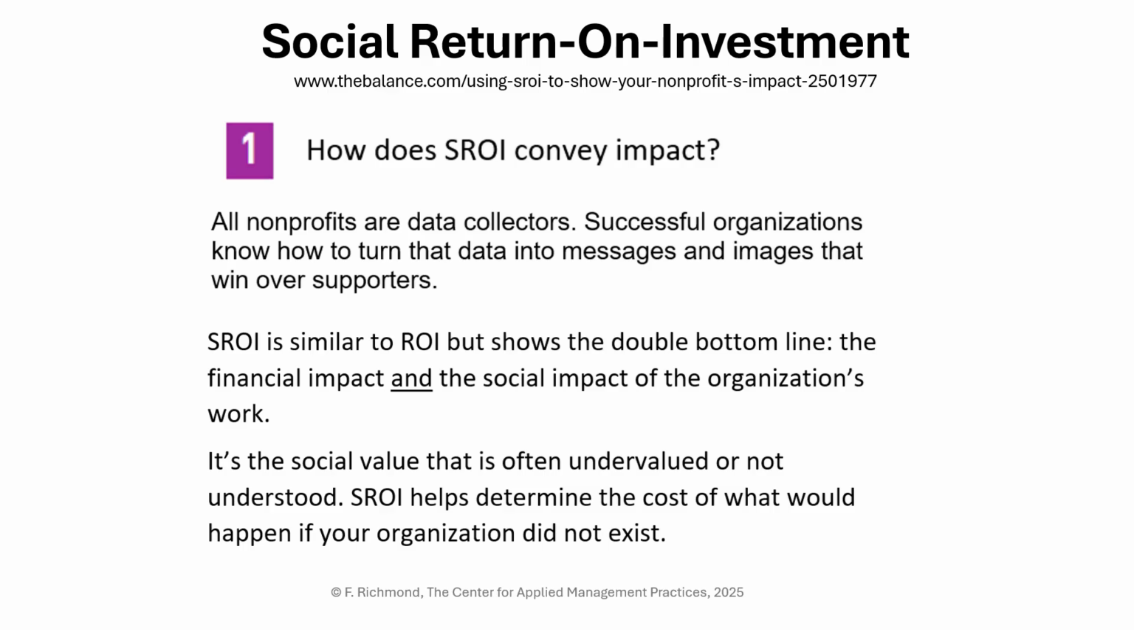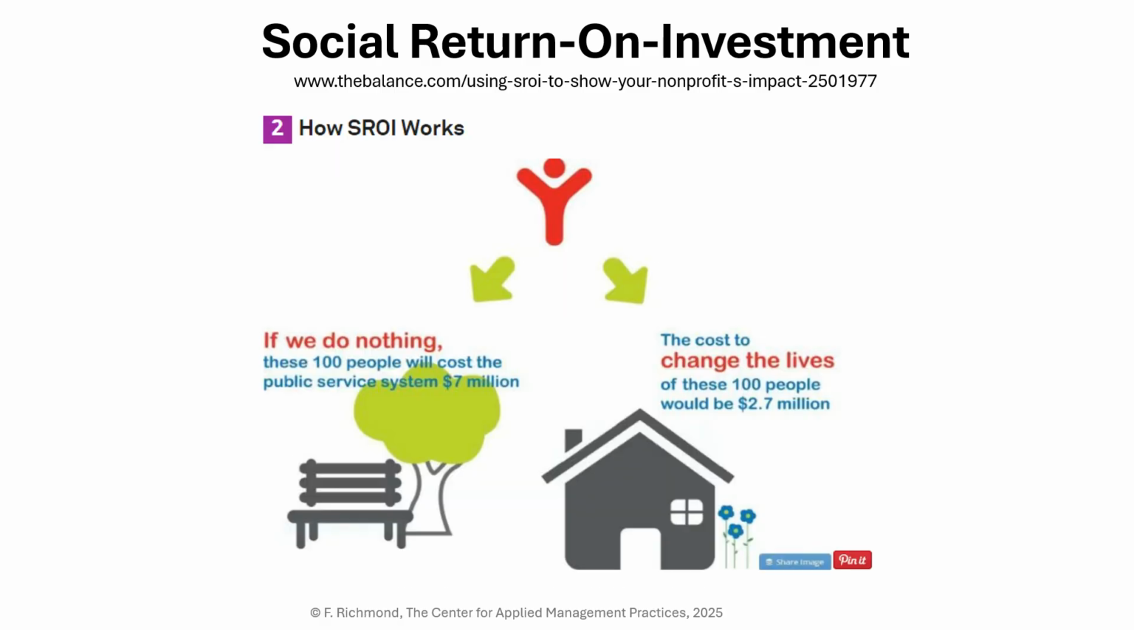So again, let's think about it as a sequence of how to do things. How does SROI convey impact? All nonprofits are data collectors. We have to turn the data into messages and images that win over supporters, especially now, given where we are. We can show the double bottom line. We have a financial impact and a social impact, and I'll show you examples of that. It's the social value that is often undervalued and not understood. So SROI helps determine the cost of what would happen if your organization did not exist. These are graphics I pulled down, and they are final pictures, like one picture's worth 1,000 words.